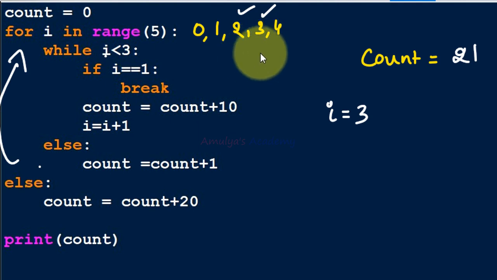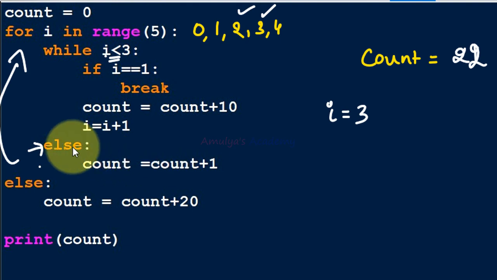Now i value is 3. So it will check while 3 is less than 3. No, it is false, right? The condition is false. So control will come to the else part. It will execute the else block because the while loop is not terminated by the break statement. It is terminated because the condition failed. So it will execute the else block. So count becomes 22. Now again, after executing the while loop, control will go to the for loop.